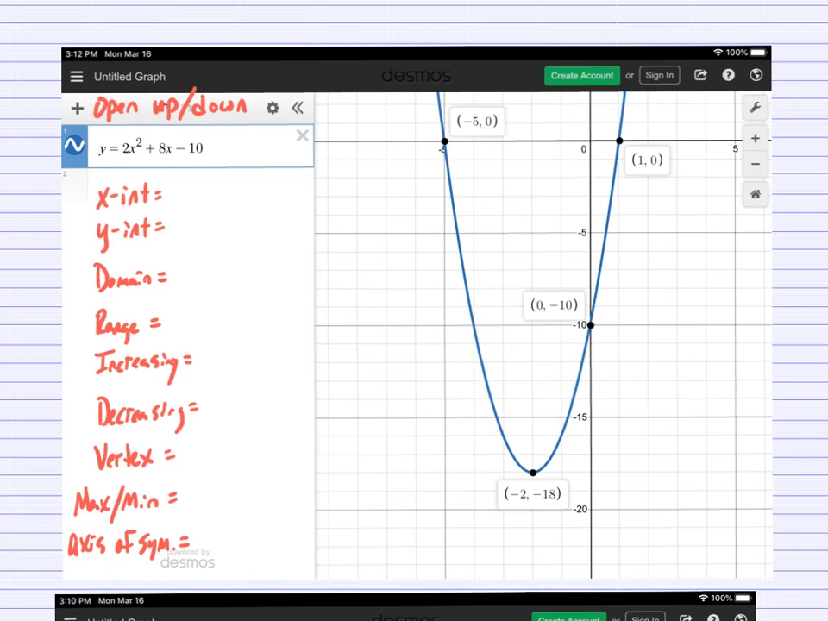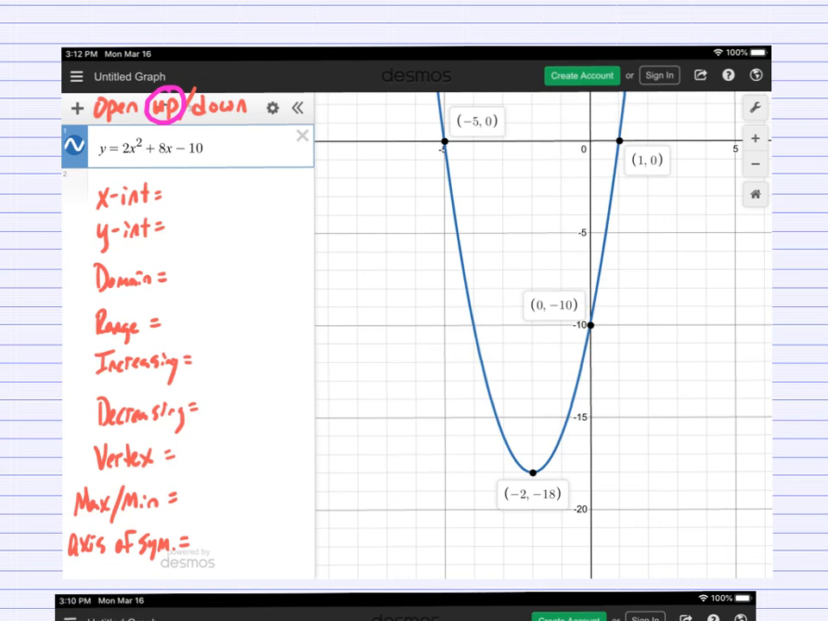All right, first off, if we asked, does this open up or open down, what they want you to do is be able to look right here at your A value. If your A value is positive, it's going to open up or give us what looks like a U. So if it's positive, it opens up. If it's negative, it's going to open down and look like a hill or an upside down U. So this one is going to open up because our A value is positive.